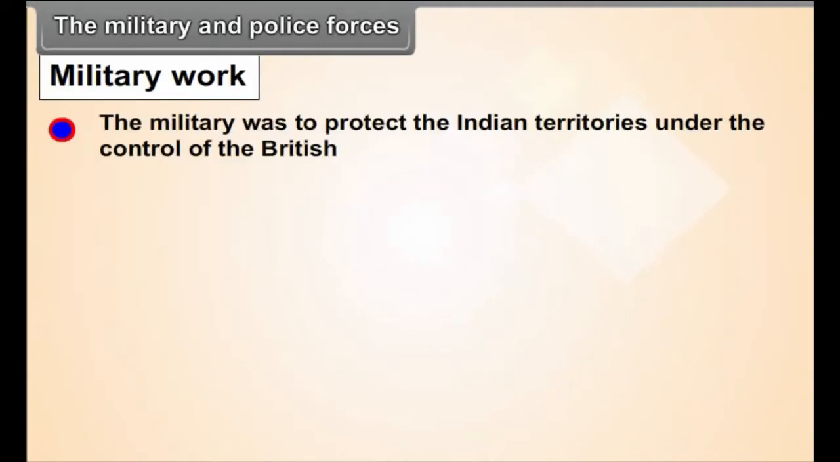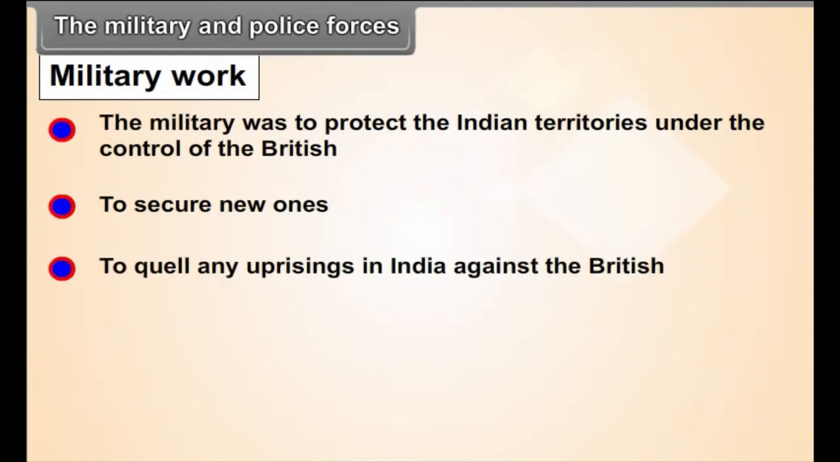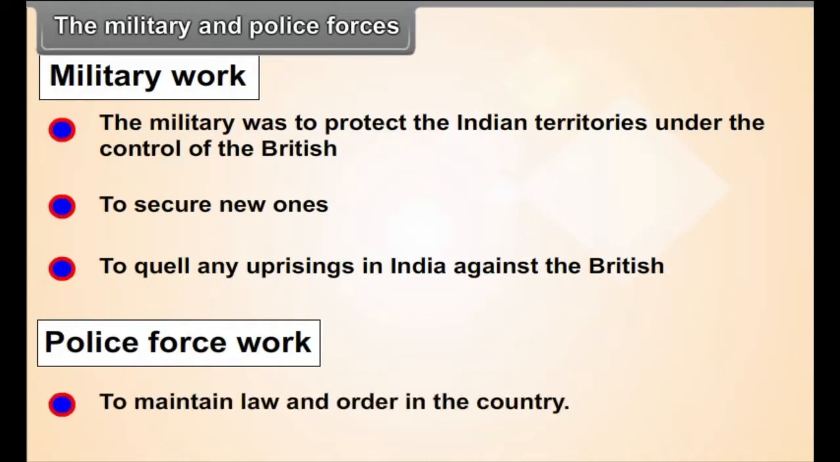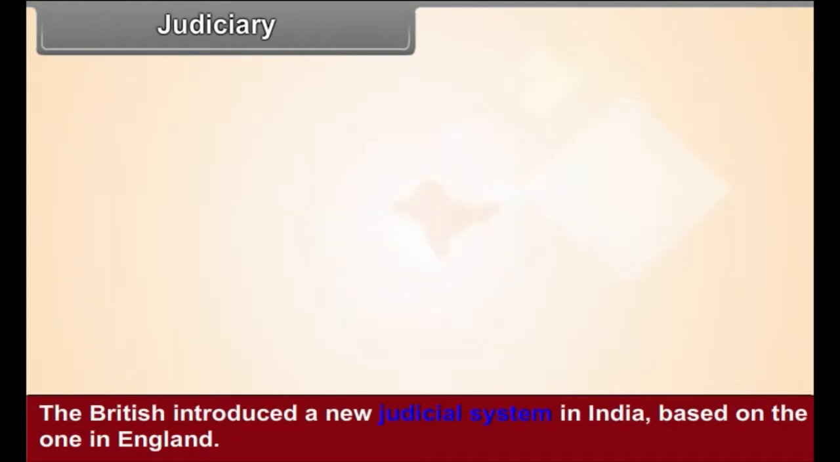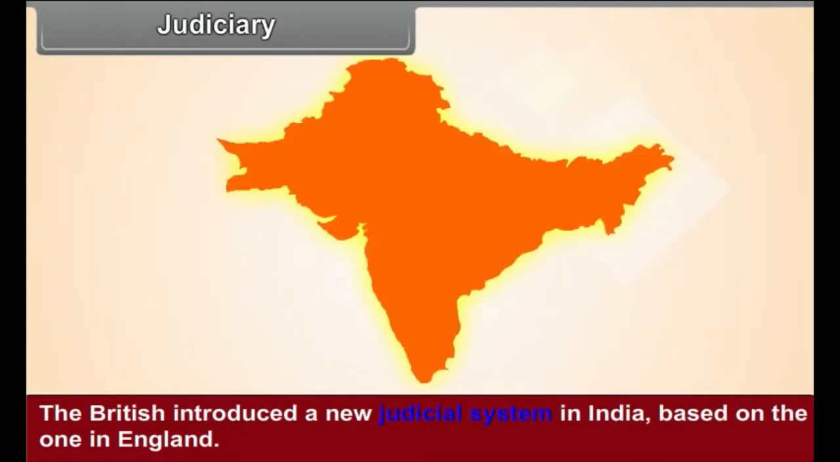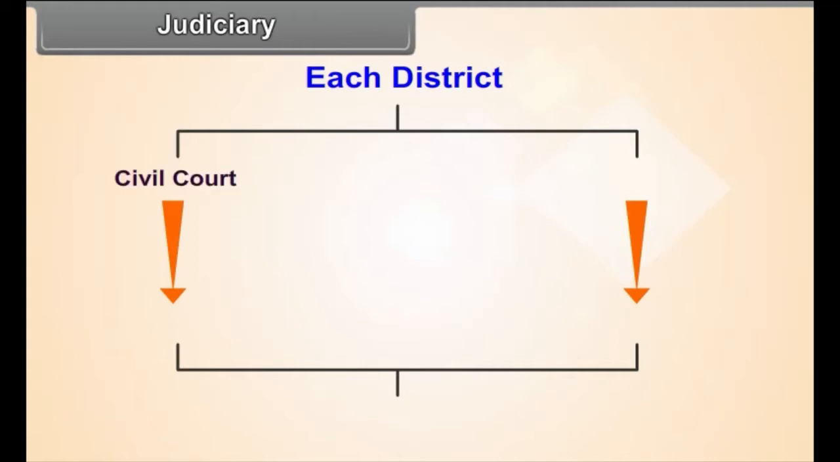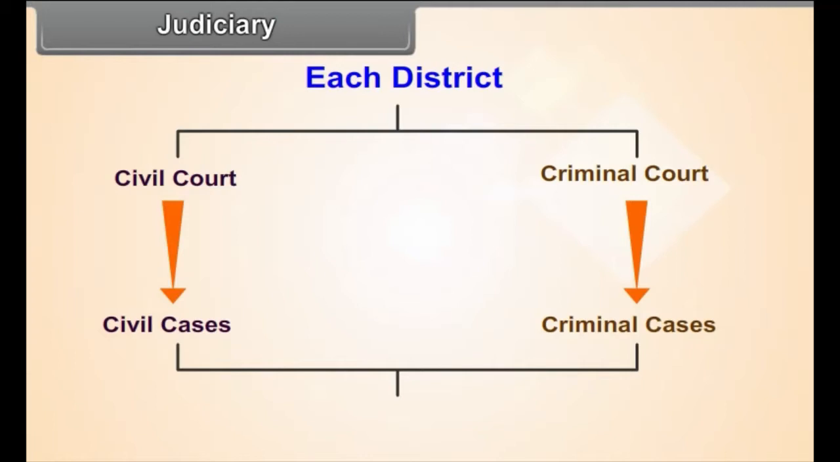The military and police forces. The military was to protect the Indian territories under the control of the British, to secure new ones, and to quell any uprisings in India against the British. The function of the police force was to maintain law and order in the country. The British introduced a new judicial system in India based on the one in England. Each district had a civil court for conducting civil cases and a criminal court for trying criminal cases. High courts were established to review the judgments delivered by these district courts.